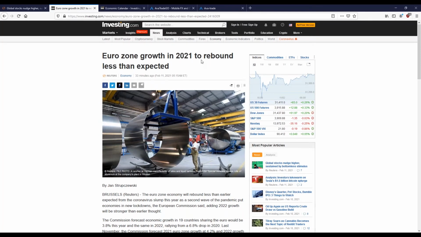Eurozone growth in 2021 to rebound less than expected. That's interesting. Okay, that's kind of a negative headline. So if it wasn't for the US stimulus package creating bullishness, maybe a headline like that could cause quite a reversal, to say, oh, growth is not going to be as good in 2021 as expected. That's what this headline's saying.